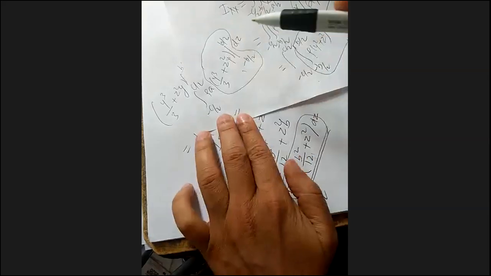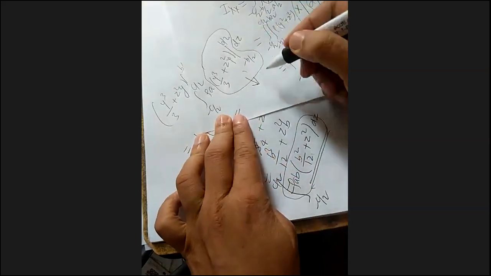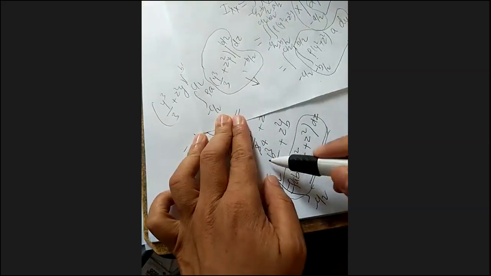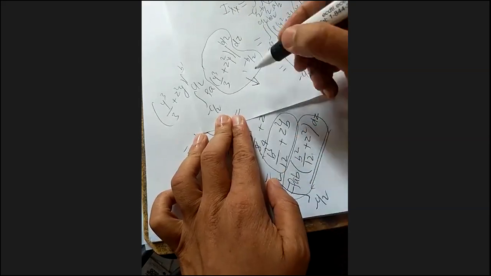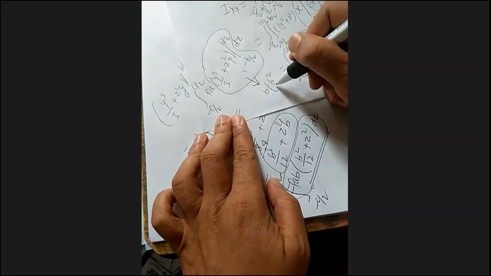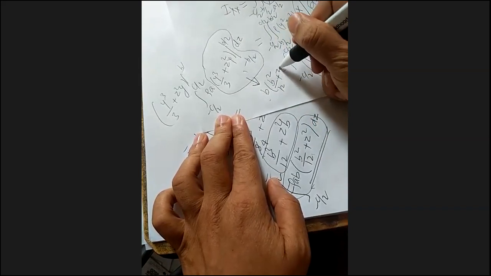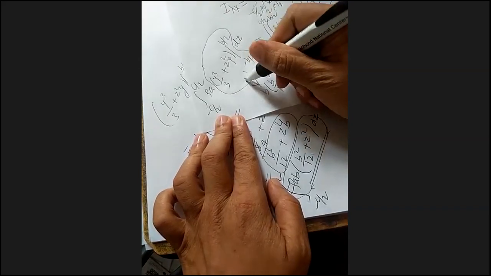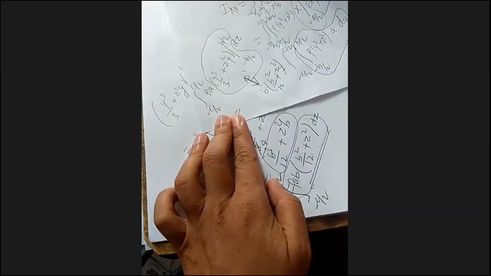Remember, what is the value of this guy? This is this guy here, right? So what I did is b square over 12 plus z square. I plug this here.